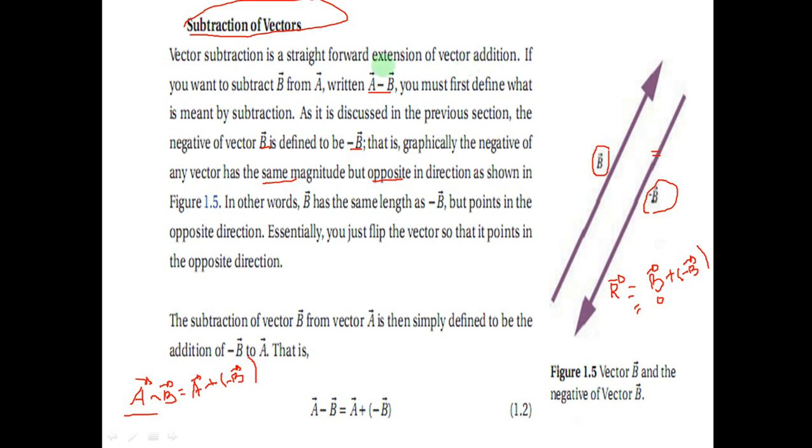So always, if you want to subtract B from A, this is written as A minus B. A minus B means A plus minus of B. So this explains for us mathematically how we can subtract vector B from A. But in the case shown in figure 1.5, vector B and the negative of vector B, their resultant is zero.